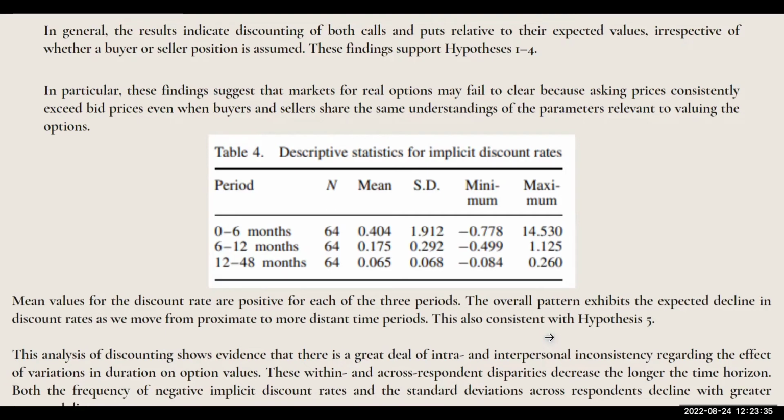From table 4, we can see that mean values for the discount rate are positive for each of the three periods. The overall pattern exhibits the expected decline in discount rates as we move from proximate to more distant time periods. This is also consistent with hypothesis 5.